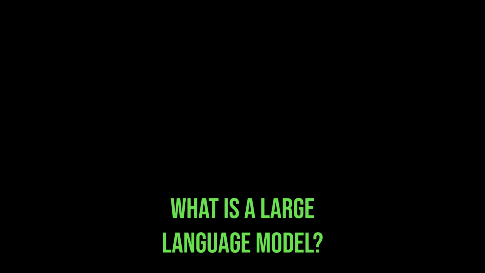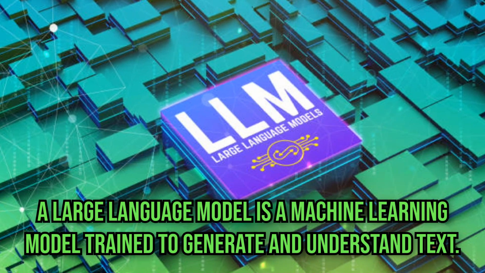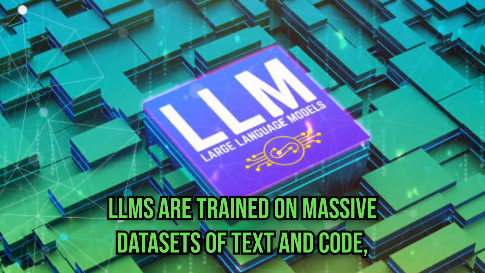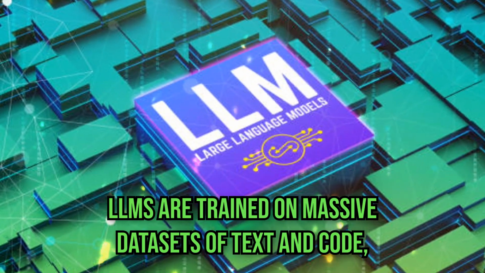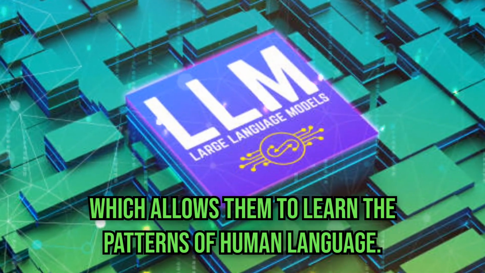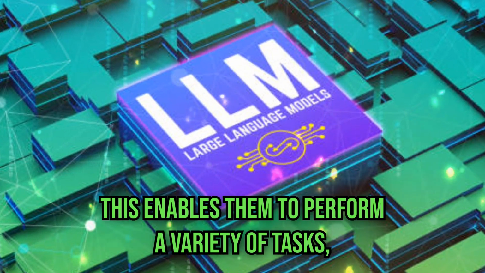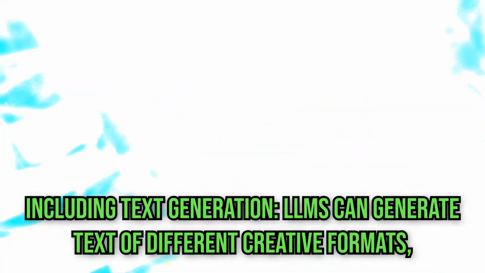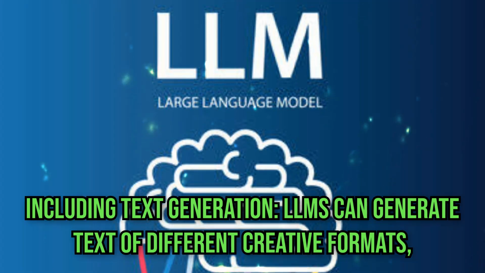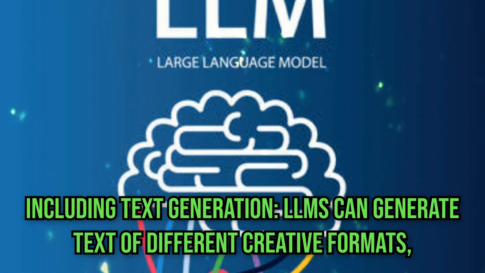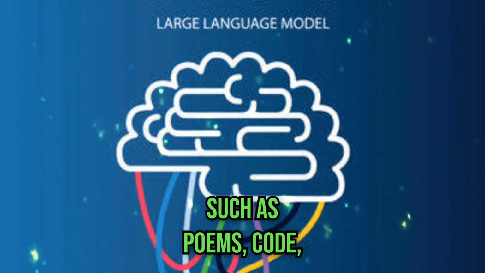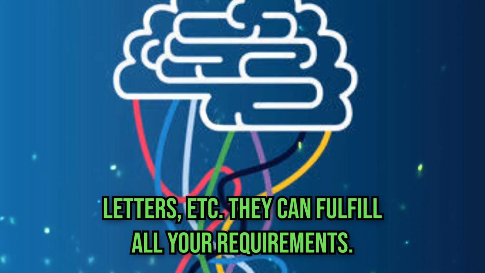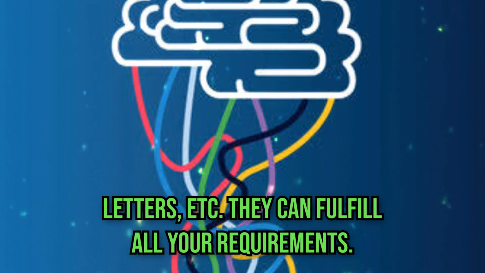What is a large language model? A large language model is a machine learning model trained to generate and understand text. LLMs are trained on massive datasets of text and code, which allows them to learn the patterns of human language. This enables them to perform a variety of tasks, including text generation. LLMs can generate text of different creative formats, such as poems, code, scripts, musical pieces, email, letters, etc. They can fulfill all your requirements.